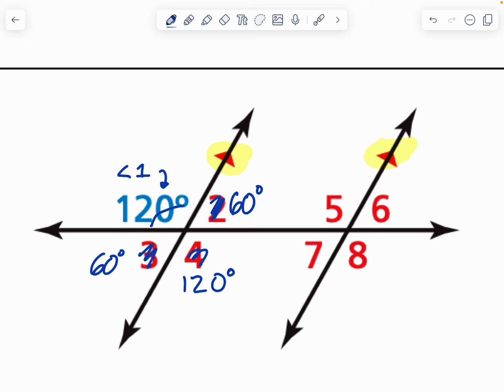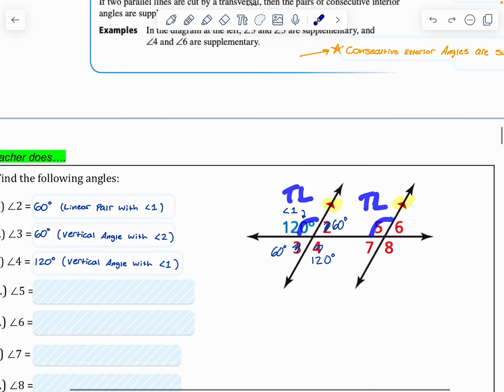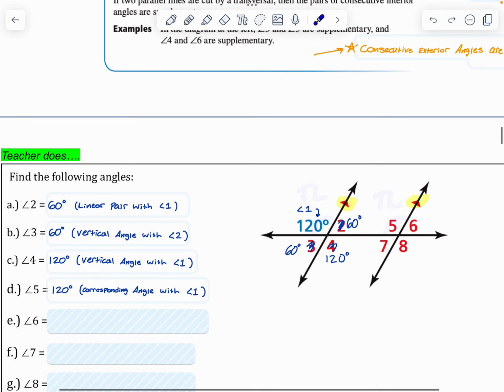I have that this 120 degree angle, angle 1, was in the top left of those 4. Well, angle 5 is also in the top left of those 4. So they are corresponding angles. Meaning, angle 5 is also going to be 120 degrees because it's corresponding with angle 1. Now that I know that this is 120, I actually don't need to do much more to find the rest of them.